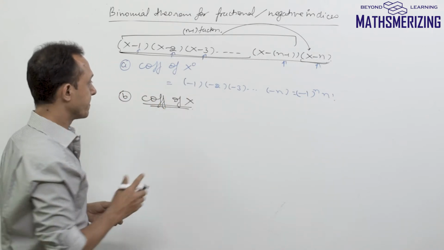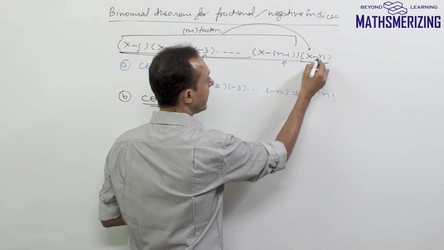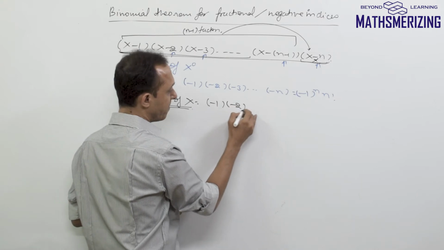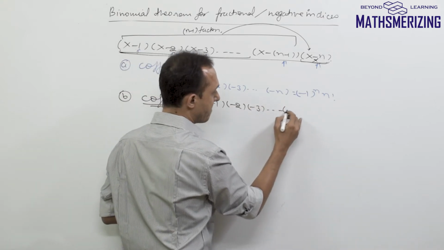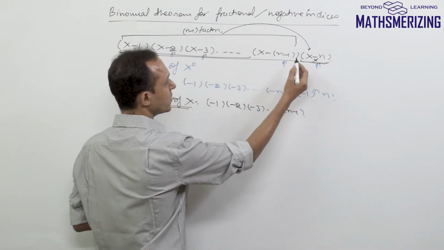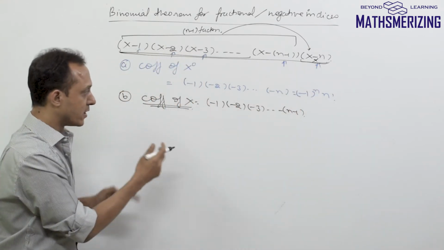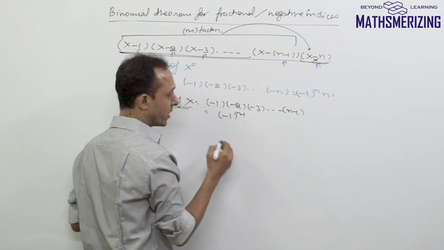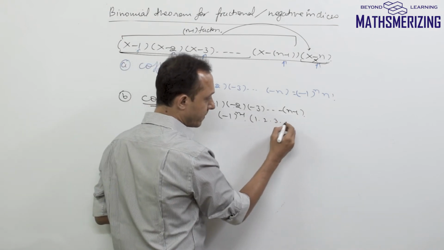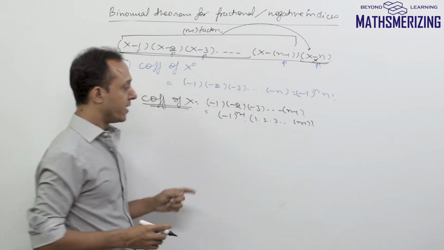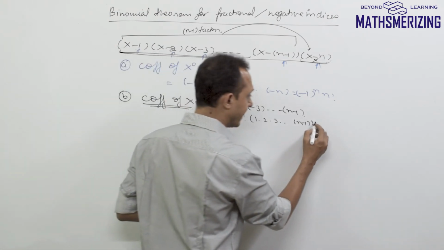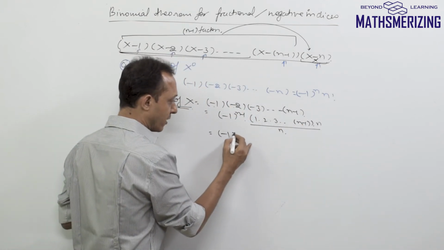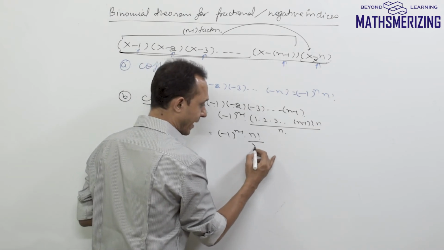So how do I get the coefficient of x? Suppose I leave out x minus n. When I multiply all the constant terms, I get minus 1, minus 2, minus 3 and minus n minus 1, and when it gets multiplied with x, I'll get a coefficient of x. So this is minus 1, minus 1, minus 1, n minus 1 times. So it is minus 1 to the power n minus 1, and then it will be 1 into 2 into 3 up to n minus 1. Now for the sake of symmetry, I'll multiply it with n and also divide it with n. Now it becomes factorial n. So this term is minus 1 to the power n minus 1 factorial n by n.